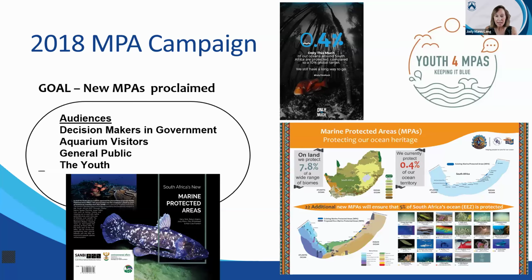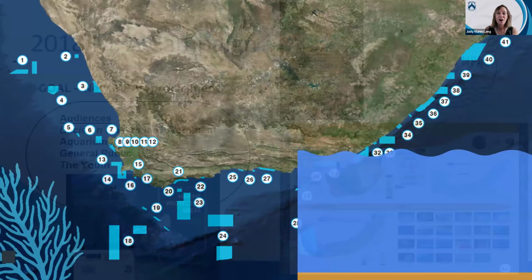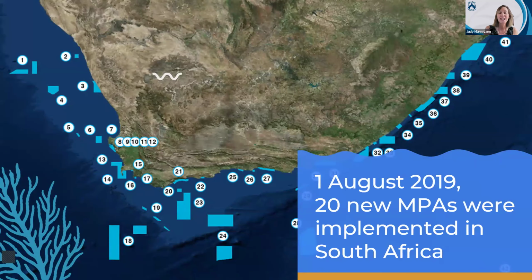And then, yay! On the 1st of August 2019, 20 new marine protected areas were implemented in South Africa. And I think we must have been one of the few countries in the world that actually got from 0.4% to 5% in one set of declarations. And you can see on that map the network of MPAs that we now have in South Africa.